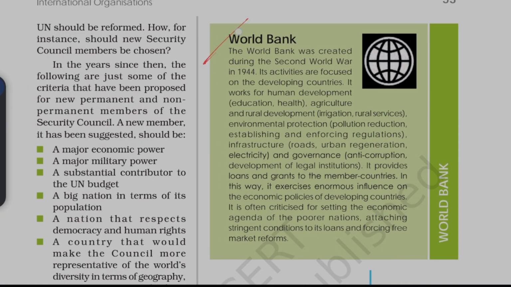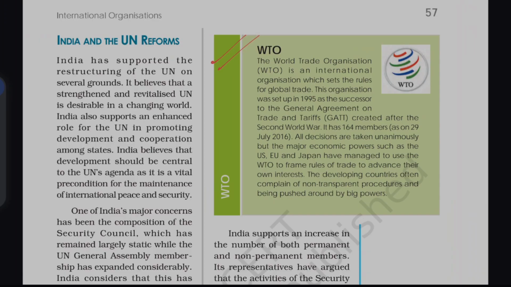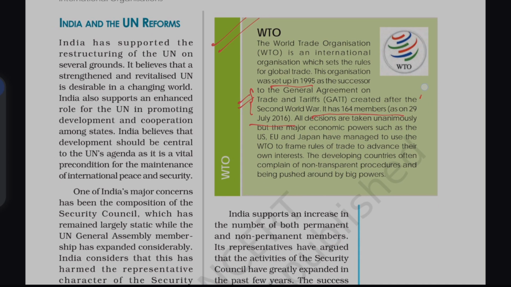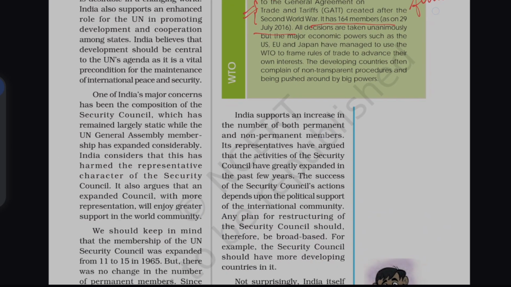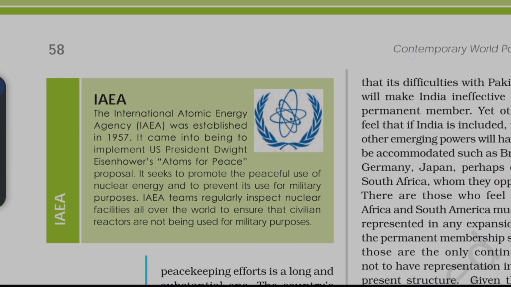Again, boxes like this, these are important, you have to go through them very nicely, especially their functions, what they do. Okay, and the date, it can come in an MCQ. Same way this one also, what it was called before, this is also important, the date it was set up, that is also important, how many members it has, then its functions again. So that would be how you would be doing the boxes for Contemporary World Politics.